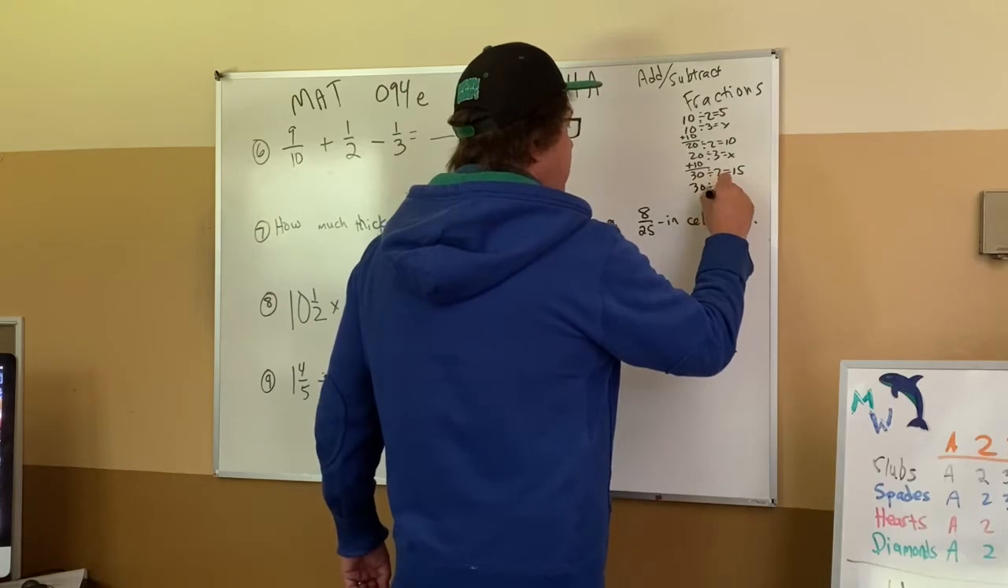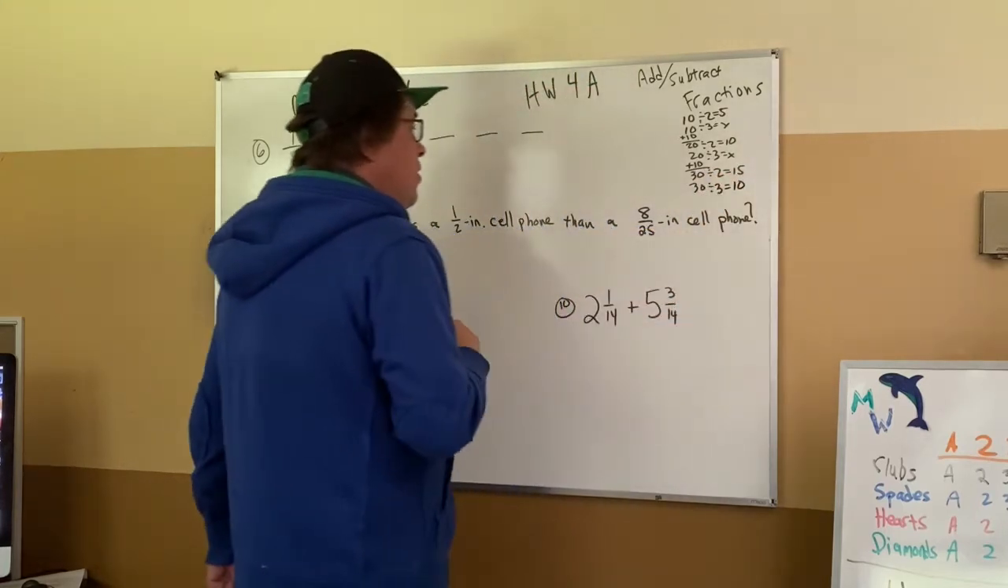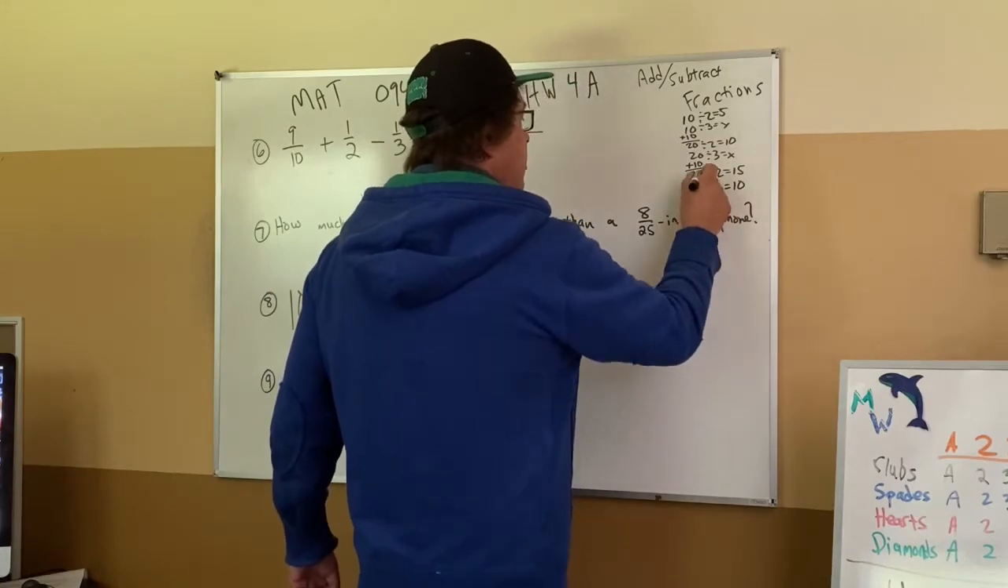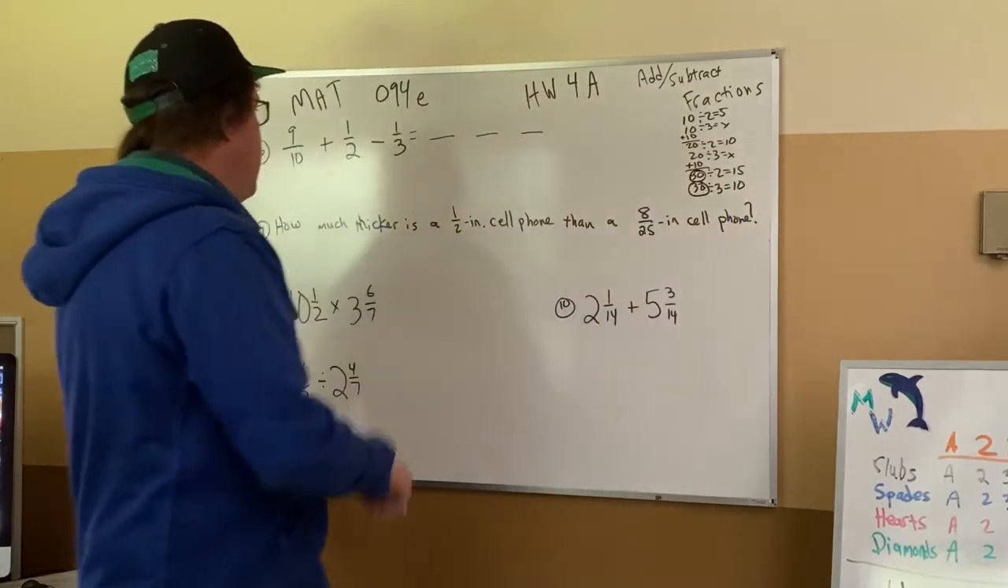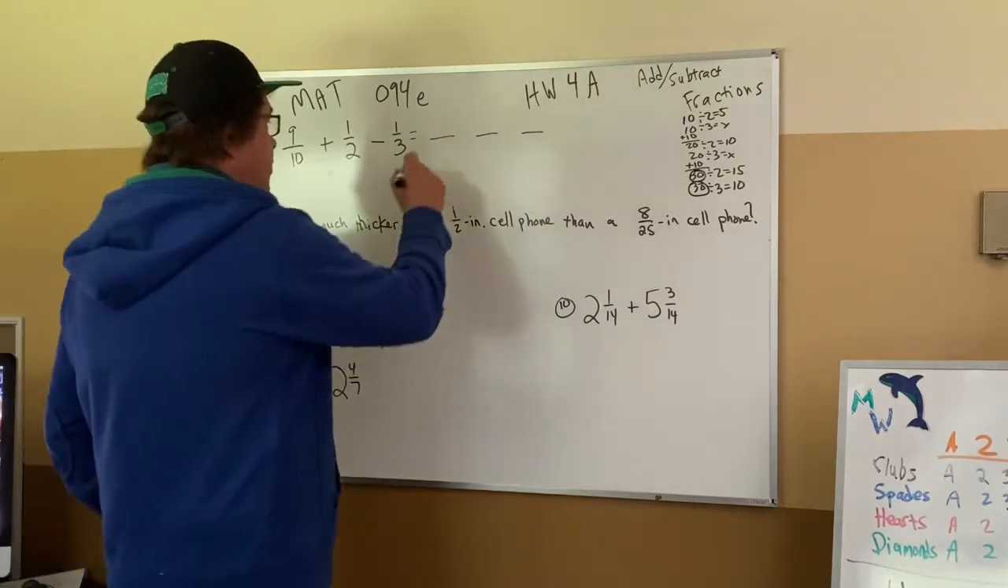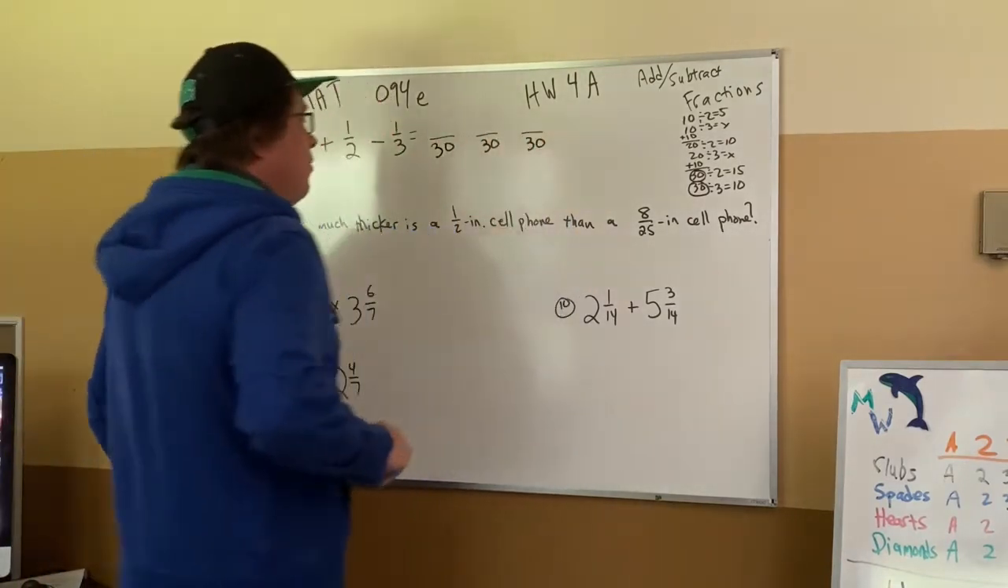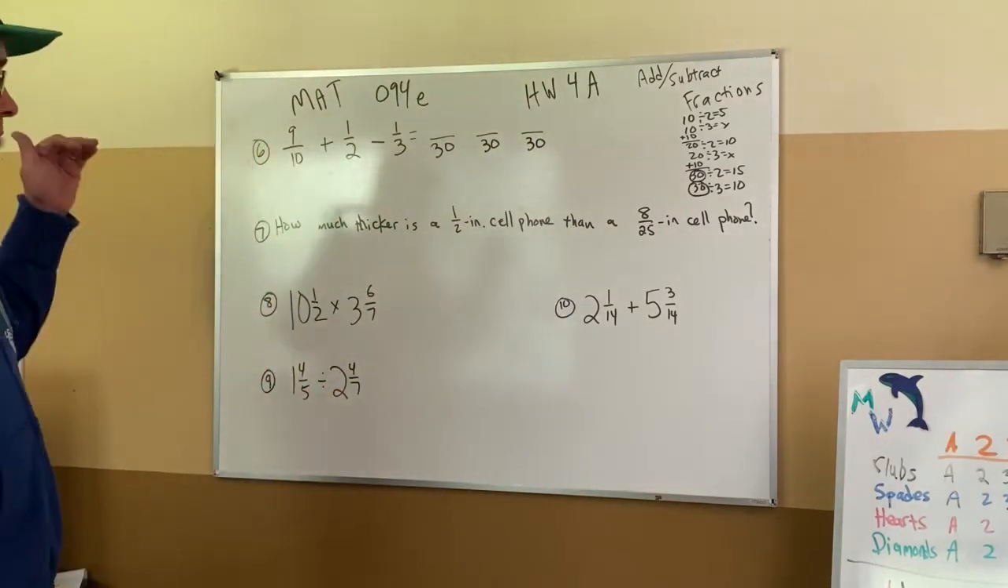30 divided by 3 gets me 10. 30 is going to be it, the LCD. The 30 here works with 3, 30 here works with 2, 30 came from the 10s. So I'm going to go with an LCD of 30. All of them have to become equivalent fractions with their denominators being 30.